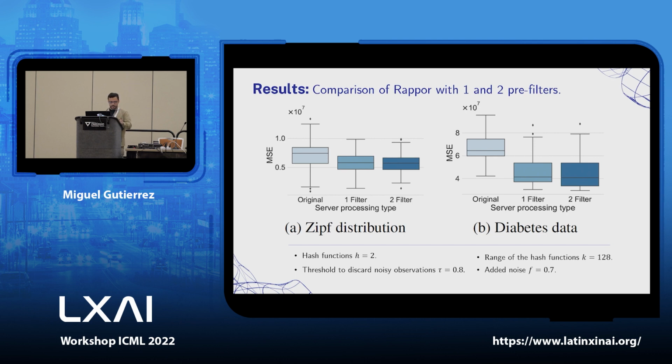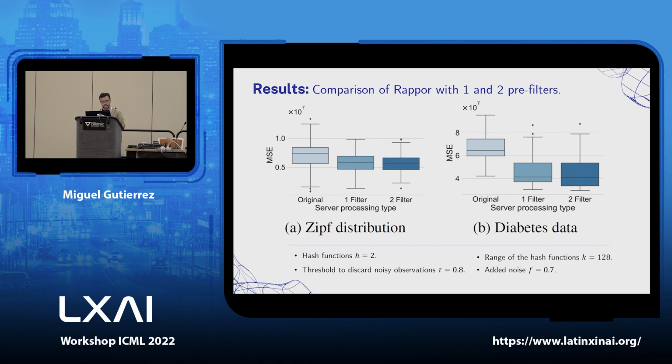So we use the same setup. We use two hash functions. The range of each hash function is equal to 128. The added noise f is 0.7, and the threshold to discard any noisy observation is 0.8. This means that if the pre-filter predicts higher than 0.8, then it's considered a non-noisy observation, and we pass it. But if it's lower, then it's discarded.